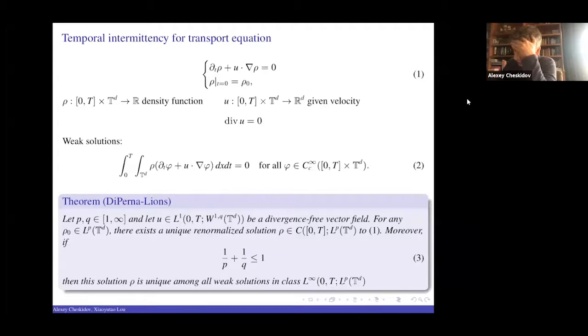DiPerna and Lions proved that for any P and Q, and velocity field in L1 W1,Q, divergence free, and any initial data rho zero in LP, there exists a unique renormalized solution in C L^P.